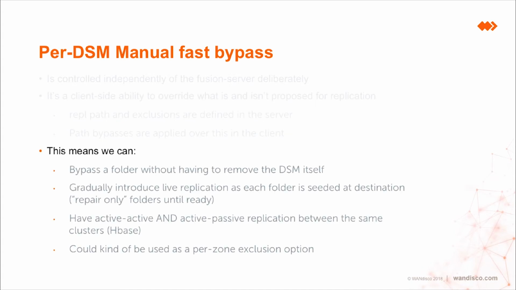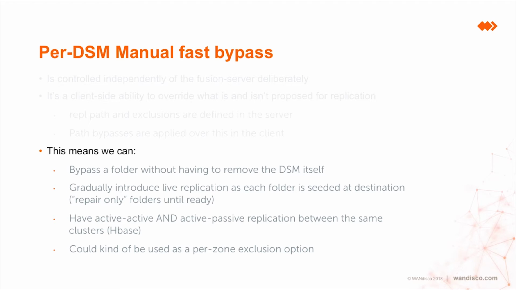This means we can bypass a folder without having to remove the distributed state machine itself, without having to move the replicated directory from Fusion. It allows us to gradually introduce live replication as each folder is seeded at the destination. For example, that would mean consistency check and repair only folders until we're ready for full replication. You can have a live active and active passive replication set up between the same clusters. For example, that would be useful in an HBase situation.